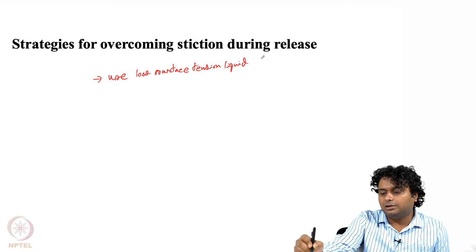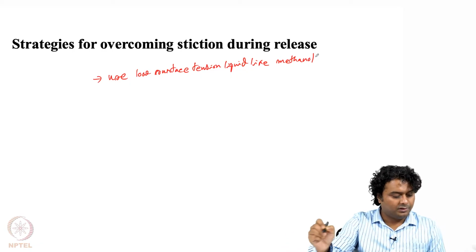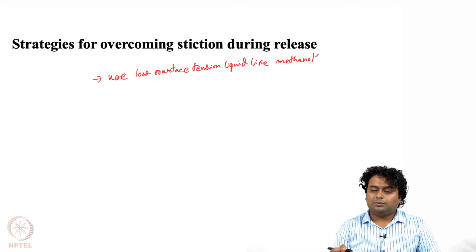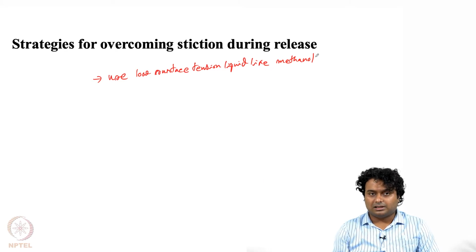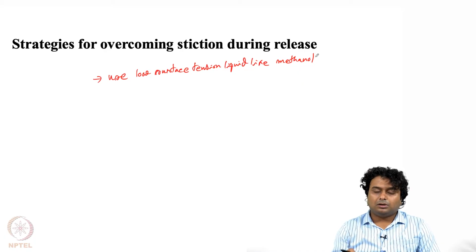Low surface tension liquid like methanol. So if, other than water, in the final step we use methanol to wash it, then the chances of stiction will be lesser, because ultimately the water droplet is what is pulling the cantilever down, right? But if it is a methanol droplet in place of water, then what will happen? The pulling force will be lesser, because the surface tension of methanol is lesser than water. So it will pull with a lesser amount of force.